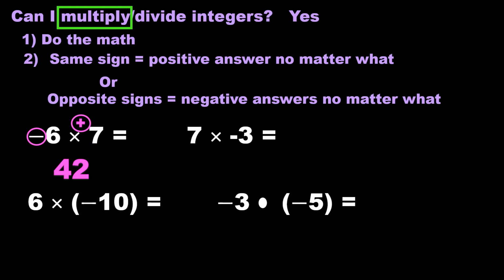Do I have the same sign? Do I have 2 positives or 2 negatives? And that answer is no. They are opposite signs, so my answer is automatically going to become a negative. So my answer becomes negative 42.